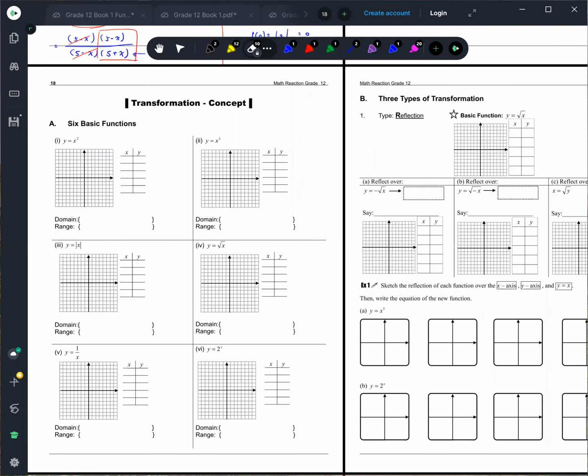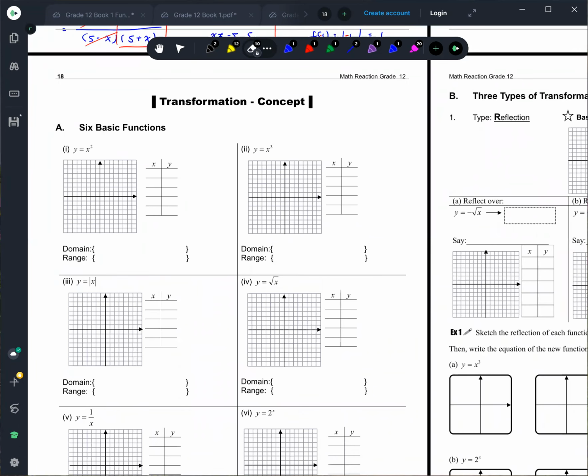Okay, so page 18, we are starting to do transformation. Before this chapter, we talked about all the different kinds of functions, inverse function, composite function, and how to add, subtract, multiply, divide between functions. Now in this chapter, we are just going to focus on one function at a time. There are 6 basic functions.